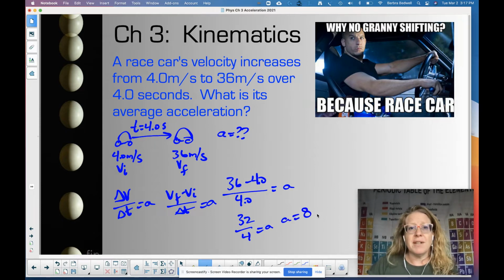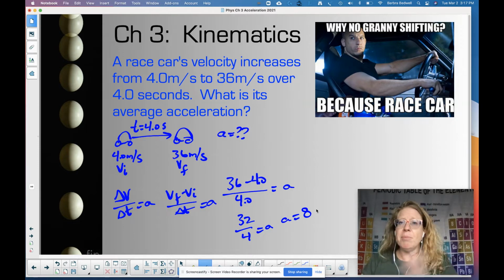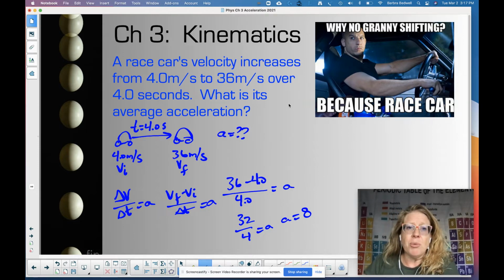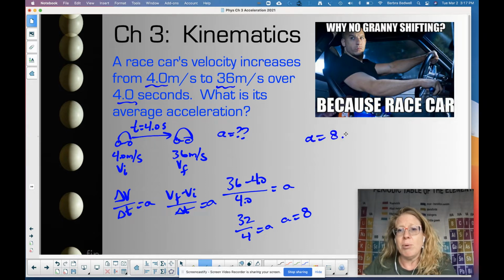Don't forget your sig figs and units. How do we approach that here? We'll look again at your original problem. Almost always we're doing multiplication and division, so your least number of sig figs. We've got 2 sig figs here, 2 sig figs here, and 2 sig figs here. So our answer shouldn't be 8, it should be 8.0. So acceleration should be 8.0.